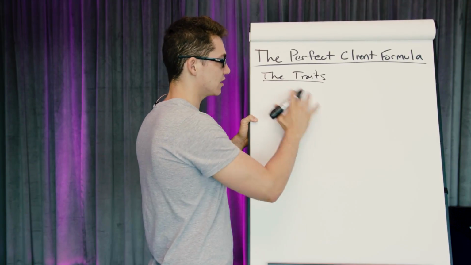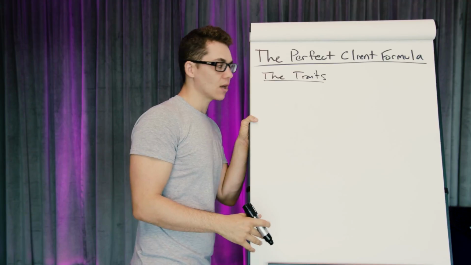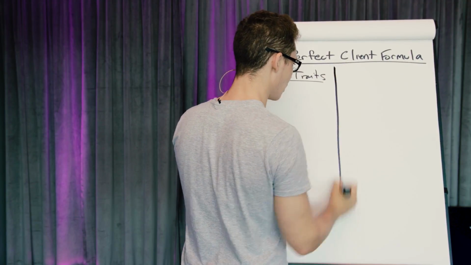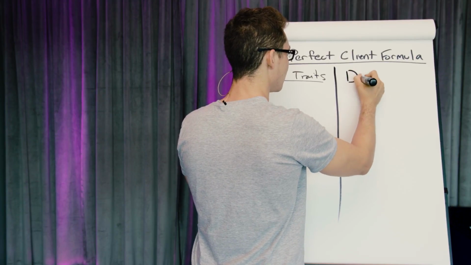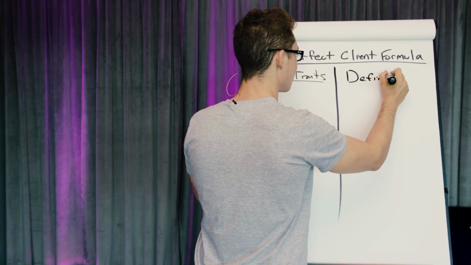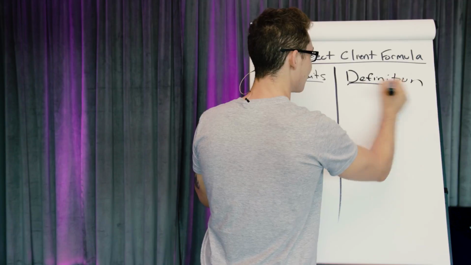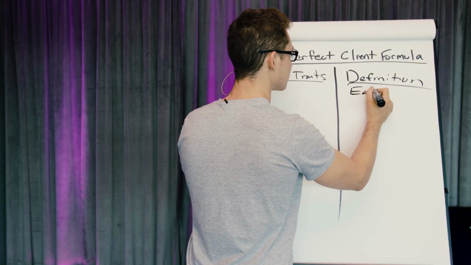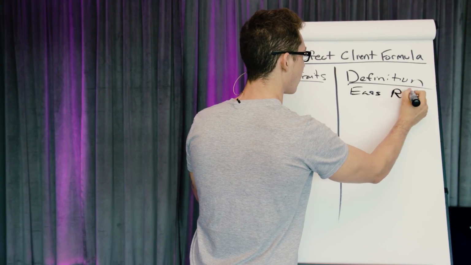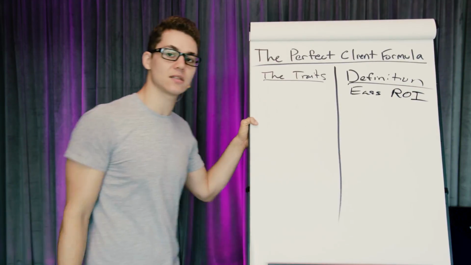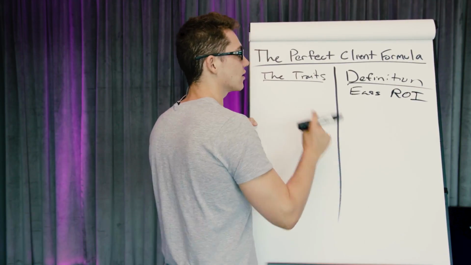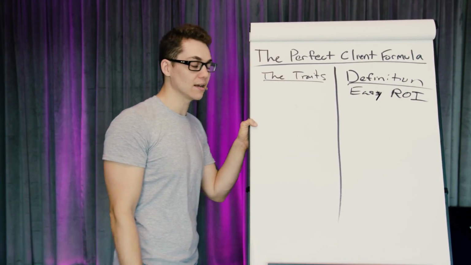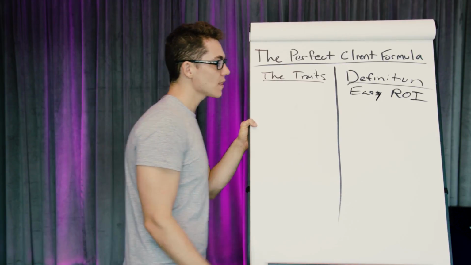First of all, to define a perfect client, let's do a little definition here. So we'll go here and we'll do the definition. Okay, the definition is simple. Definition is the clients are easy to get an ROI for. I call them sometimes easy ROI clients. So the clients are easy to get an ROI for. Let me spell easy right. Easy to get an ROI for.